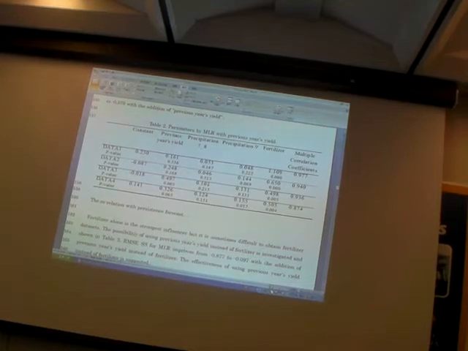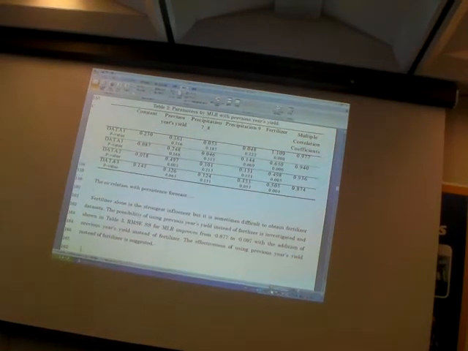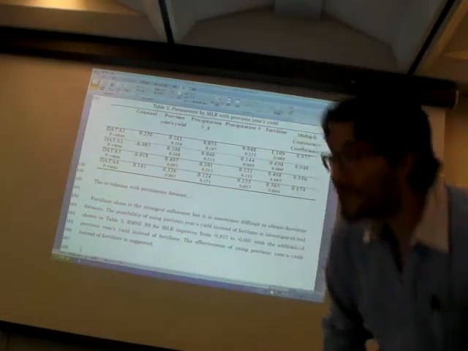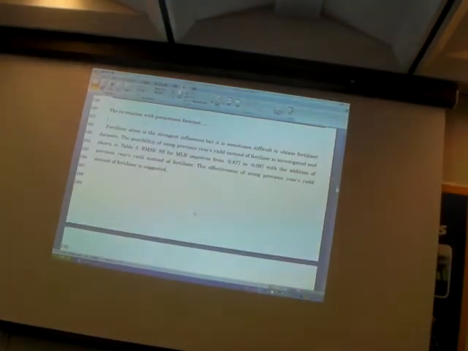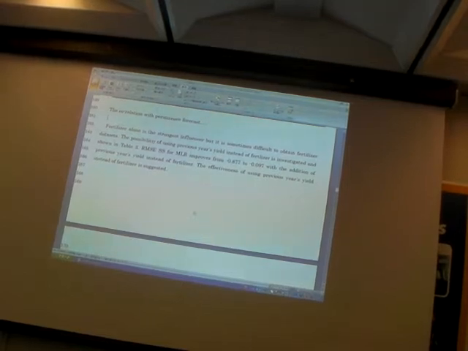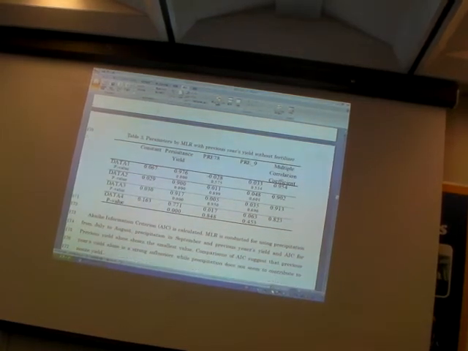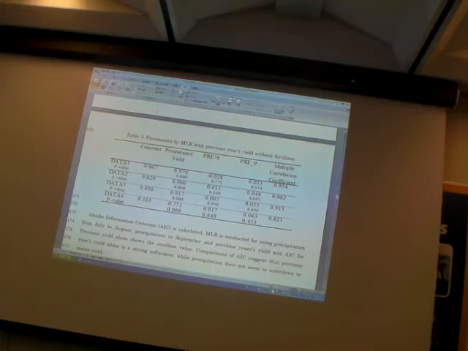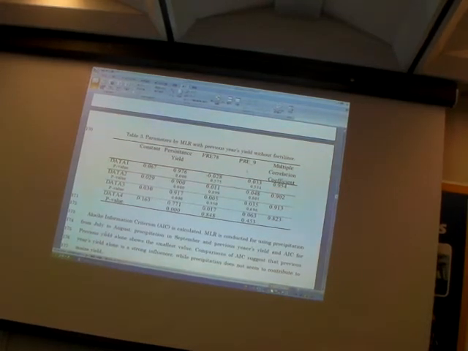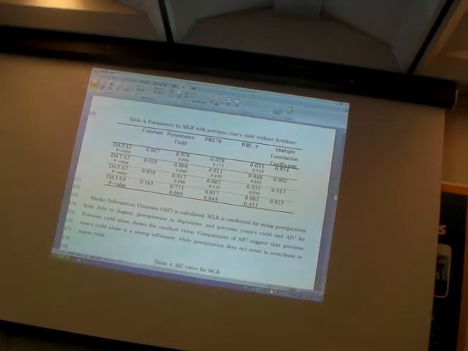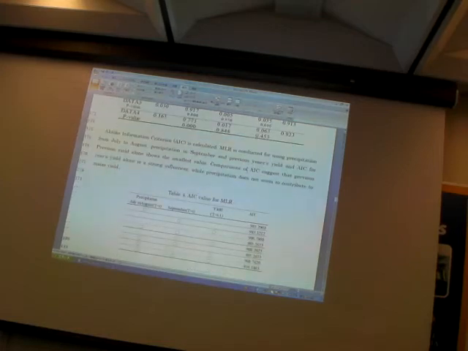I understand. So the fertilizer alone is a strong influencer, but it's sometimes too difficult to obtain fertilizer. So instead of using fertilizer, the possibility of using previous year's yield is investigated. So this is a parameter. Using the parameters by MLR with previous year's yield without fertilizer is this portion. And then with the suggestion of Carlos-san, I put the information about the Akaike information criterion here for the MLR.